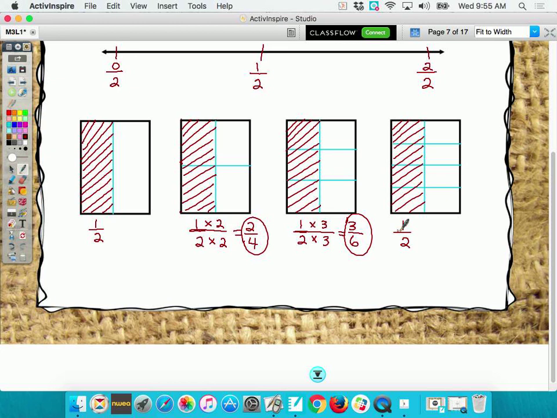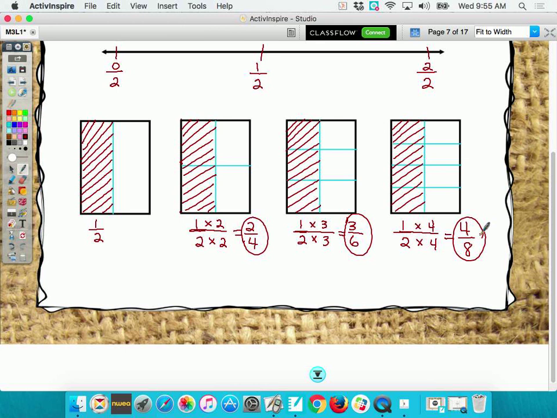Okay, the next one, make your line longer. 4 rows. I'm going to have you tell me what the final fraction is going to be. 4/8. Okay, so that's how to make equivalent fractions to 1/2. We're going to do 1/3 and then we'll probably run out of time.